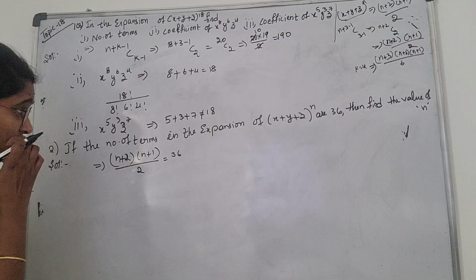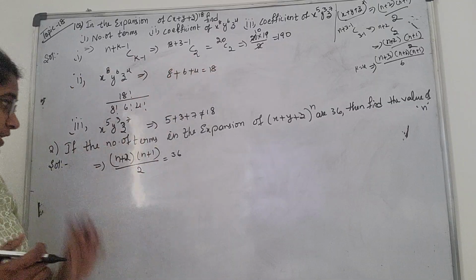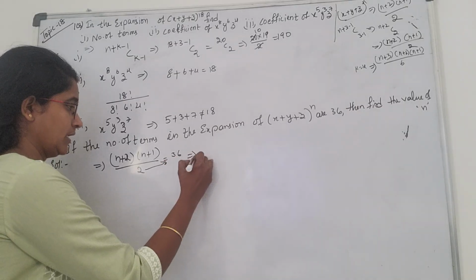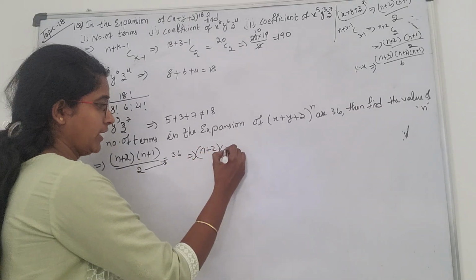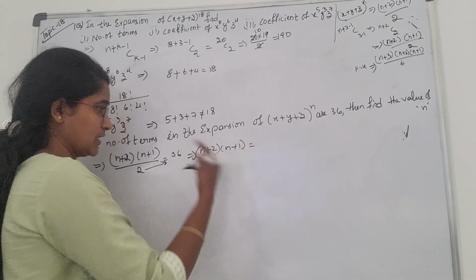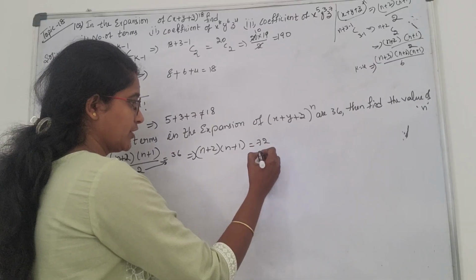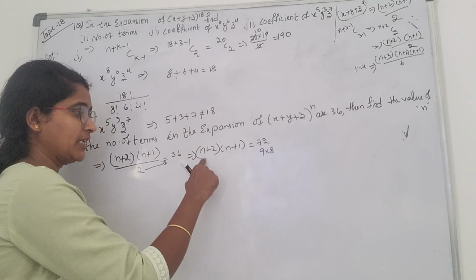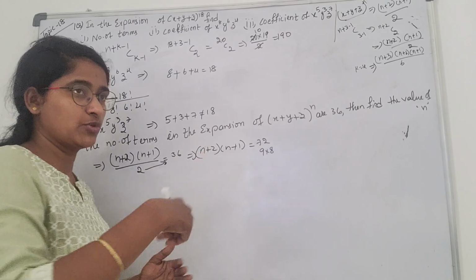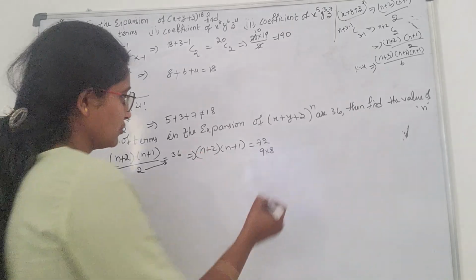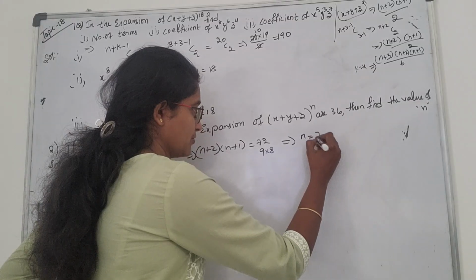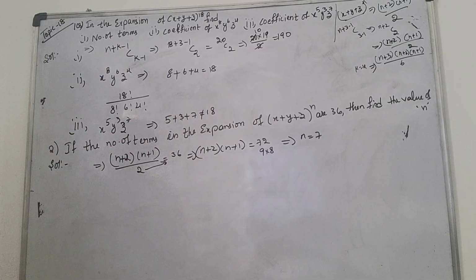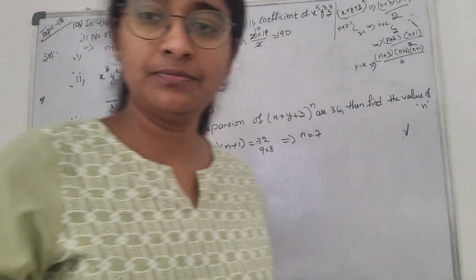Direct formula also you can keep, or if you go step by step like this also you'll be getting that only. Then if I send 2 here, then (n plus 2)(n plus 1) is equal to 36 into 2, which is 72. So 72 I can write as 9 into 8, right? So n plus 2 is 9 and n plus 1 is 8. Therefore I can write n is equal to 7. Right? Yes, n is equal to 7. That's simple. So we'll do the next problem now.